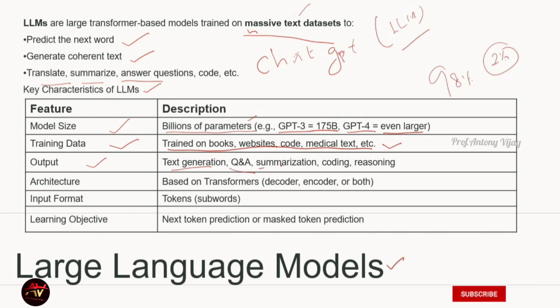And if you are summarization, that's also done. And for coding also we are getting, and for reasoning all the reasonable answers we are getting. Okay, and when we talk about architecture based on transformers, it is dealing with the decoder, encoder, or both. And the input format is fully taking care of tokens, that is tokenization, that is an NLP model. And the learning objective is next token prediction or masked token prediction. So this particular LLM is mainly for developing things like ChatGPT. So it is full of memory, trained on books and websites, code, medical text and all.